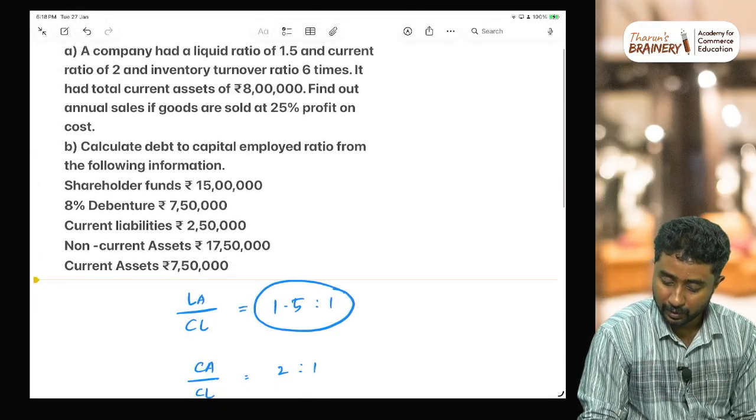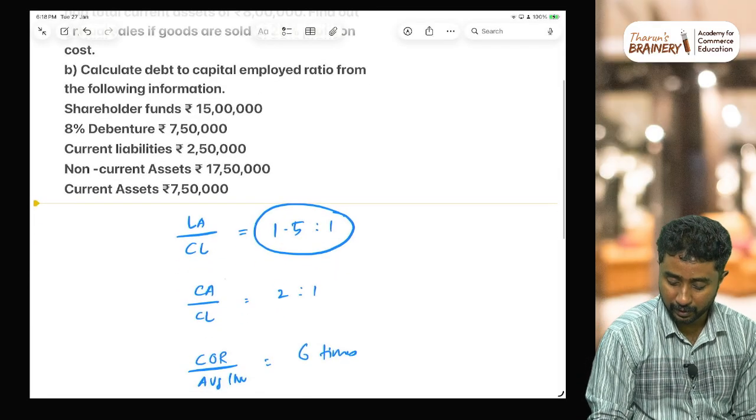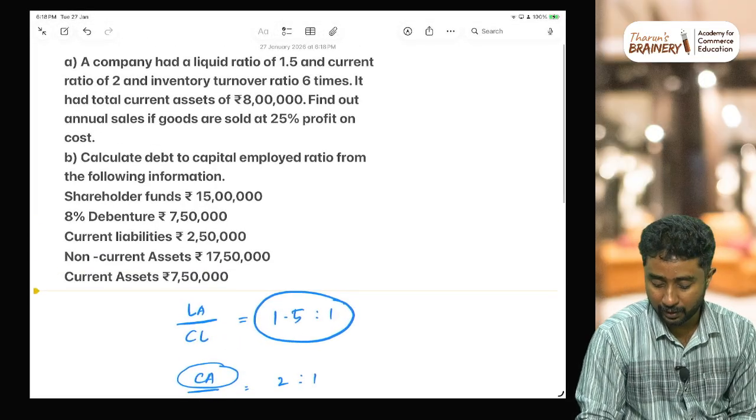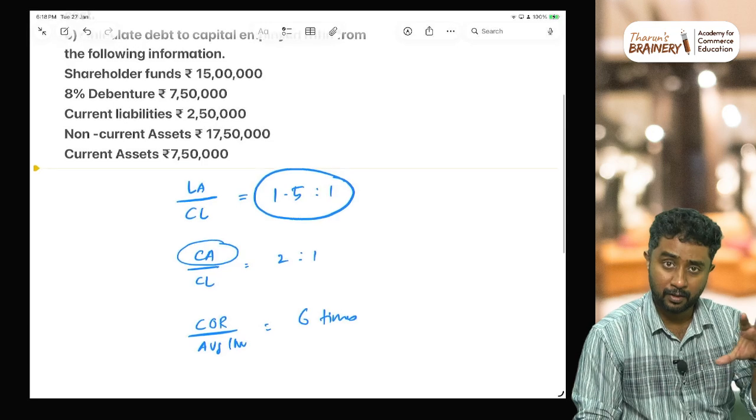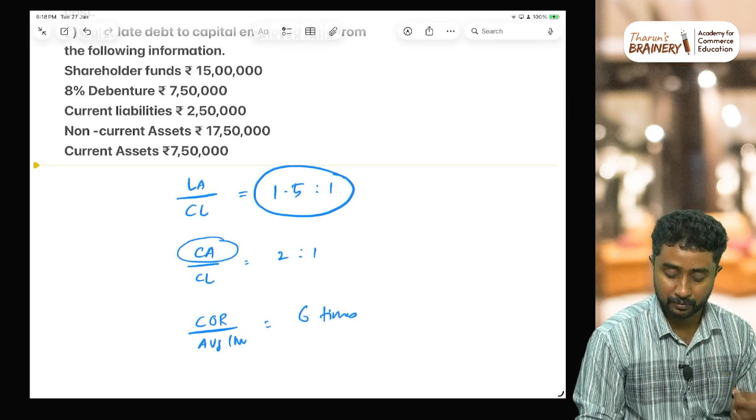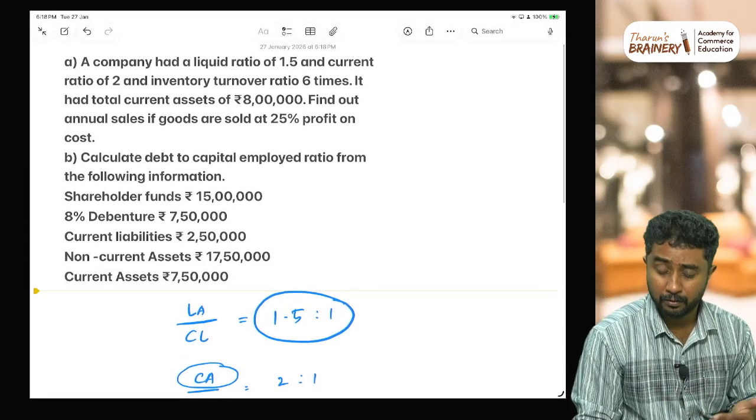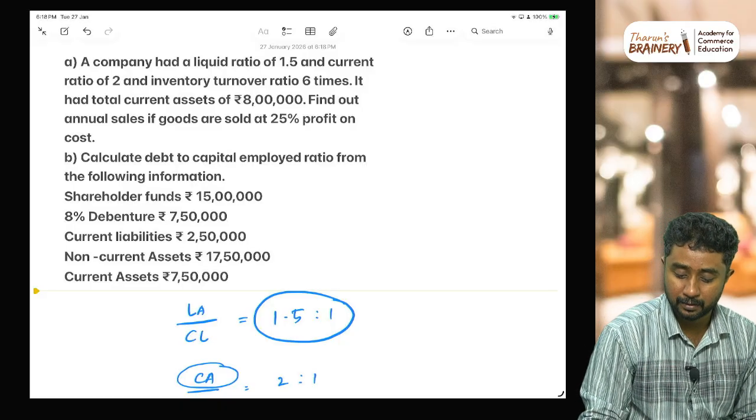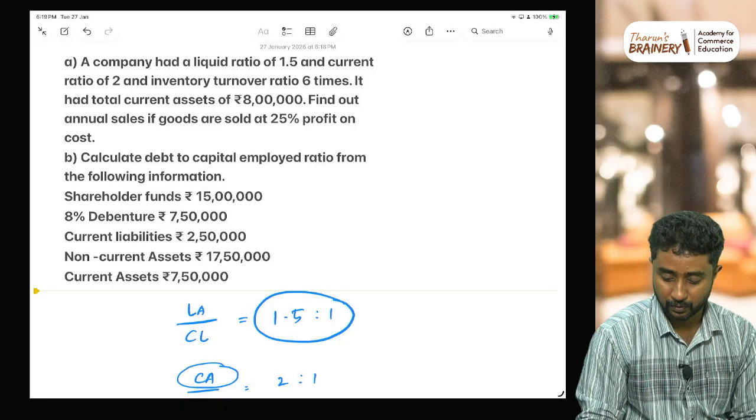So first of all, it had a total current asset of rupees 8 lakh, given here. So we can establish the relationship between current asset and current liability first. First, you just roughly write all the formulas related to the ratios that are given in the question. Then you first see in which ratio we can substitute the value that is given here. Here the question is find out annual sales if goods are sold at 25% profit on cost.